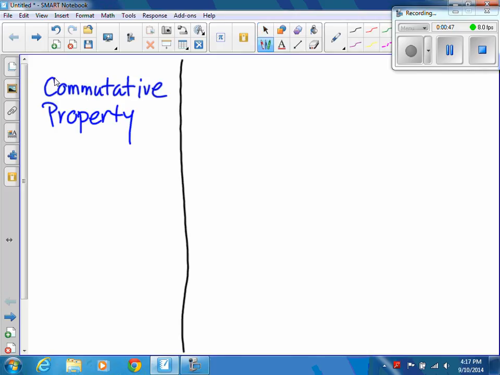So commutative property, what you should think of is this CO part in commutative. You have CO right here, because what we're talking about with commutative is changing the order. So this is changing the order of your numbers.